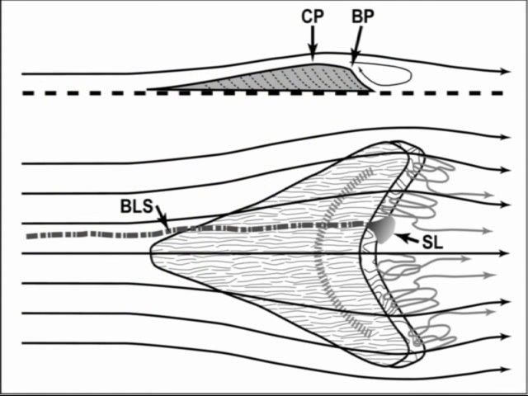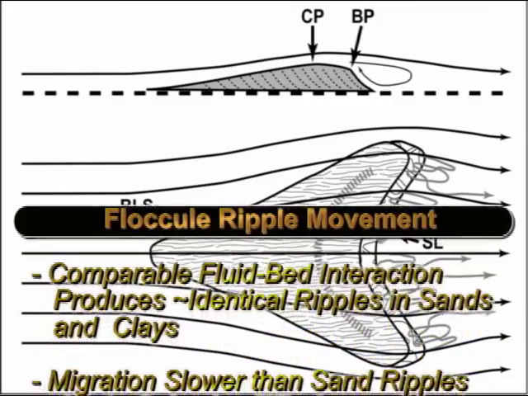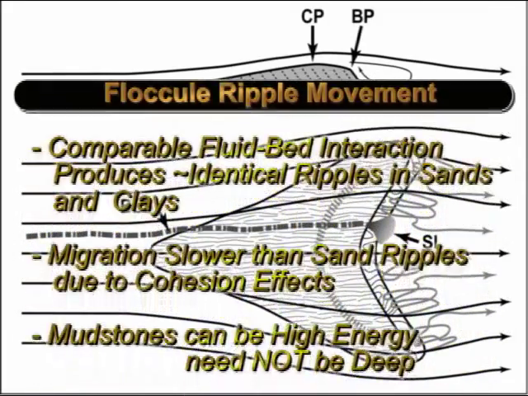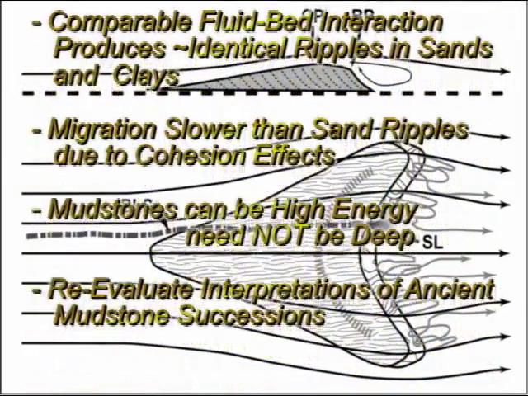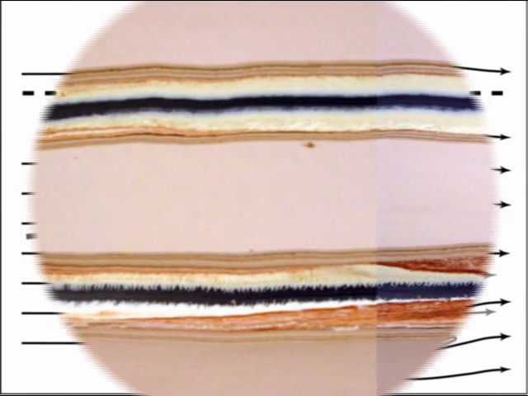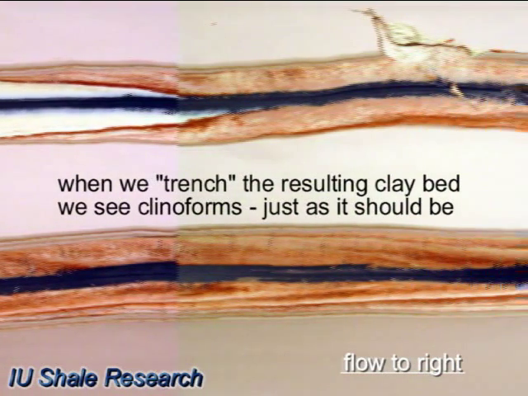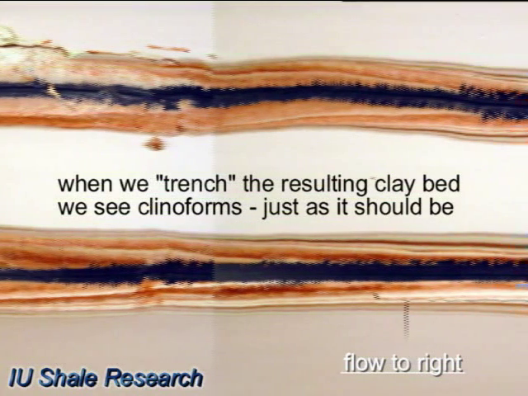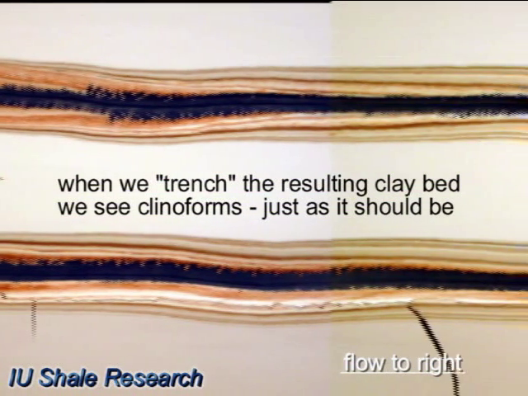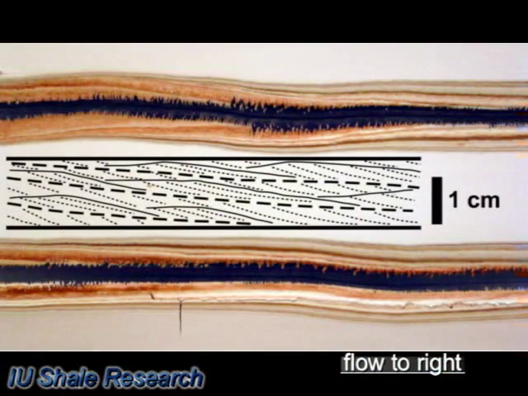What our experiments show us is that floccule ripples of mud are not much different from sand ripples, except for their water content. They migrate the same way and show the same morphological features, but migrate slower because of cohesive forces. Internally, the accumulating clay beds show cross-laminated layering, just as we should expect from a deposit that reflects ripple migration. The clay bed consists of inclined layers that themselves are composed of overriding ripples.